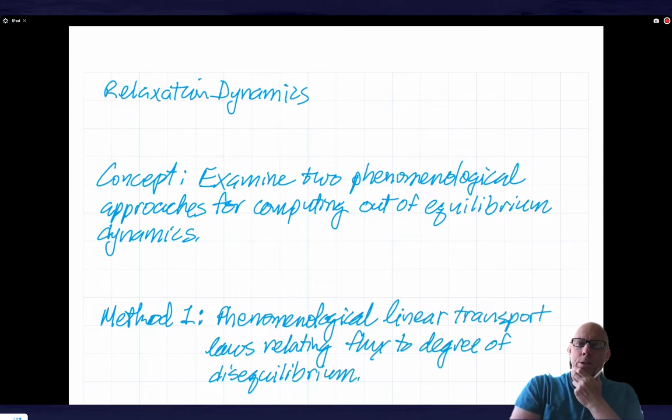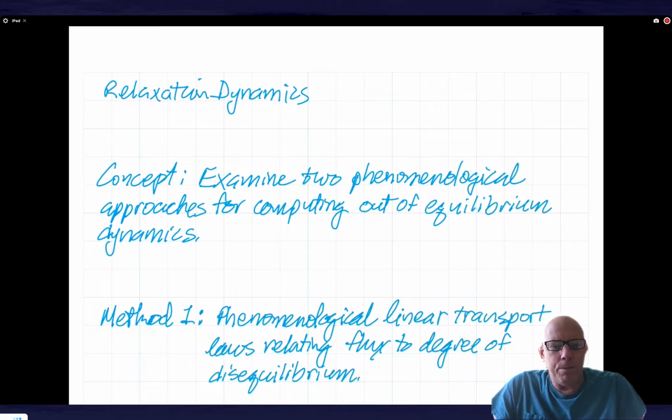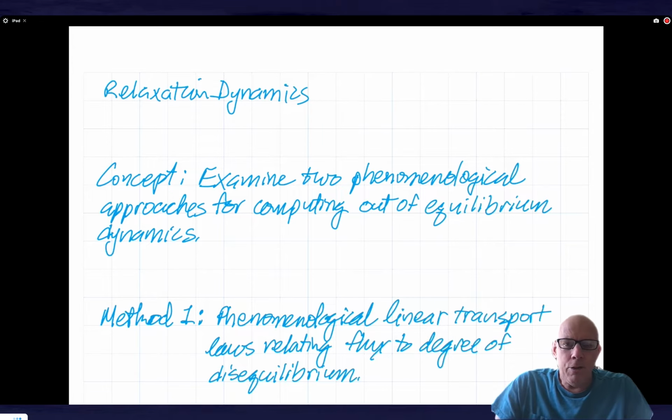So what I want to do here, I'm very excited about this little vignette, is talk about two ways of thinking about the dynamics of a system which is out of equilibrium and how to compute what will happen to that system over time as a result of this out of equilibrium status. So we're going to examine two different approaches, one of which you're already familiar with. We had a whole vignette on it.